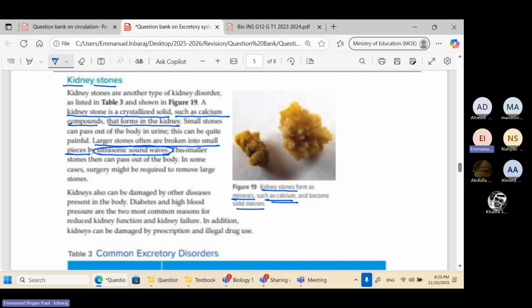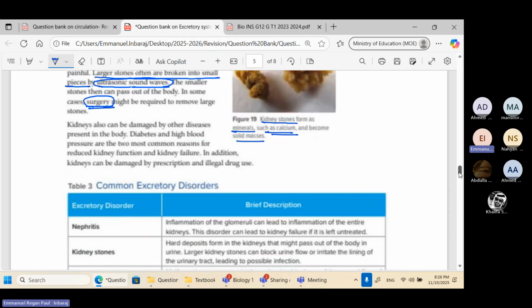Even then, if the kidney stones are still there, the doctor might do a surgery. So remember these two things. The doctor may use two techniques: one is ultrasonic sound waves to break the stones, or they may ask you to go for a surgery. So this is about kidney stones.